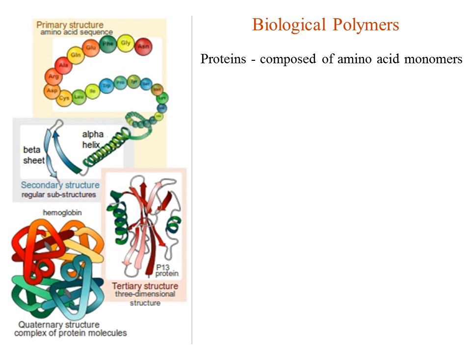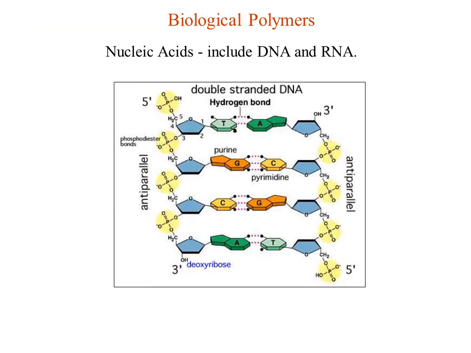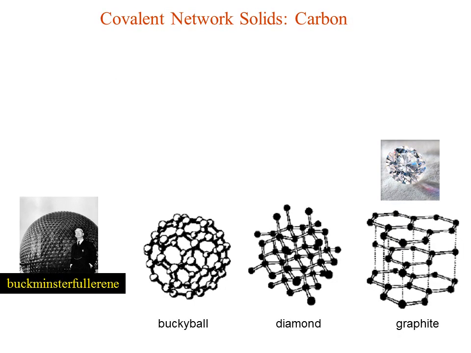I'm not going to have you know too much about it on my test, but they do exist. The last little page shows the nucleic acid as a biological polymer. It includes DNA and RNA, and you can see the repeating structure throughout the DNA crystal. Here's a little more detail about a particular covalent network solid.